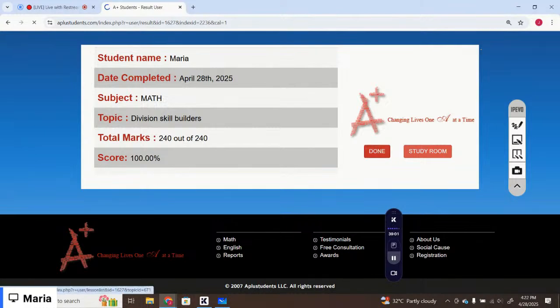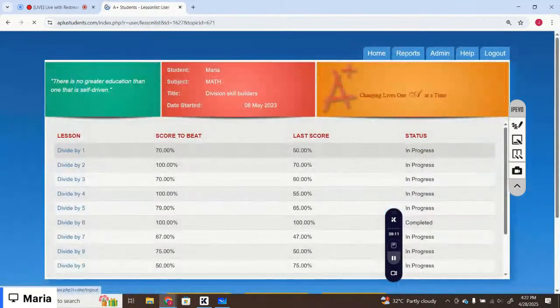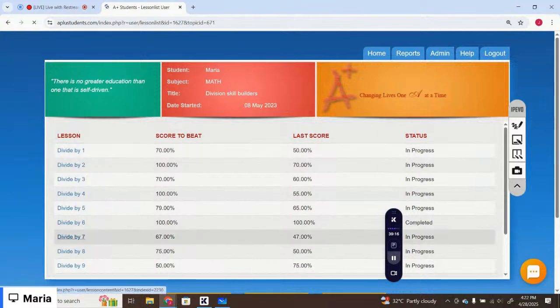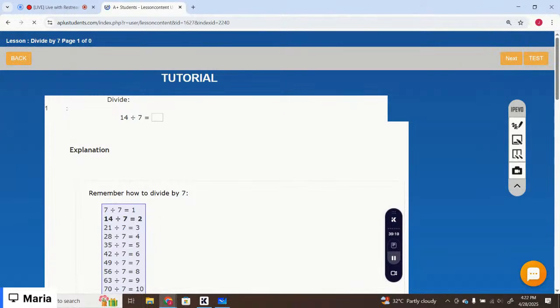The next lesson is divide by 7. Let's just start with the lesson. 14 divided by 7. You need to count a table of 7 until 14. So 7 times 2 is 14.